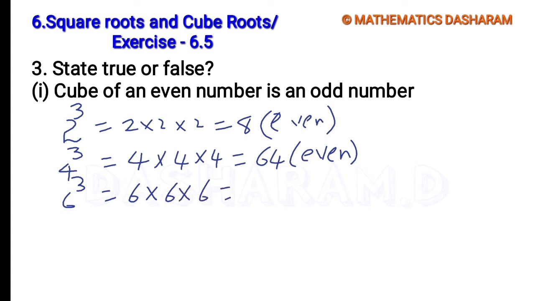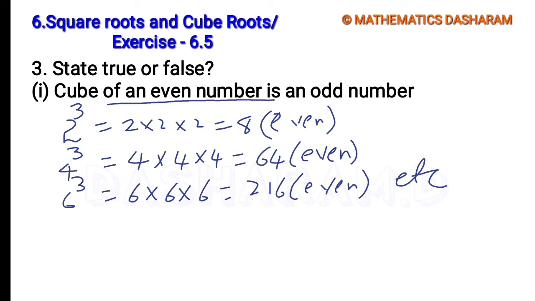6 6s are 36, 36 6s are 216. It is also an even number. So the cube of an even number is an odd number, so it is false, because the cube of an even number is again an even number, so it is a false statement.